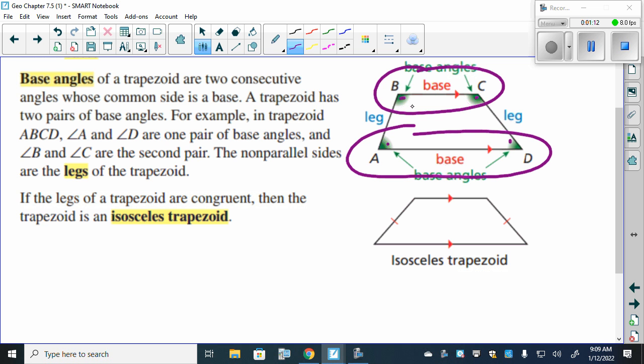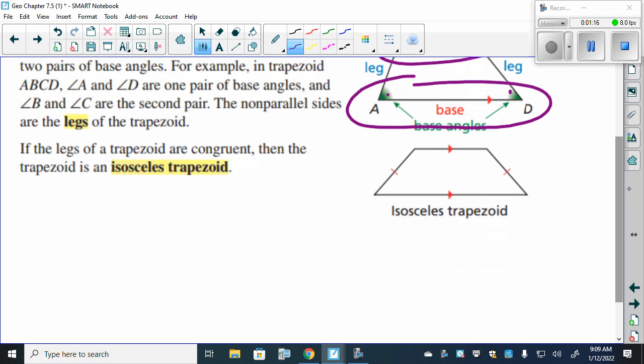Pretty straightforward so far. Now, if a trapezoid has two congruent legs, we call it an isosceles trapezoid. Because when we talked about isosceles triangles, it was a triangle with two congruent sides. So that's why we call it an isosceles trapezoid, because it has two congruent sides.